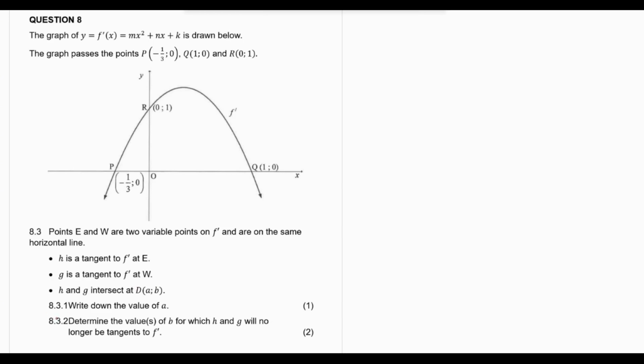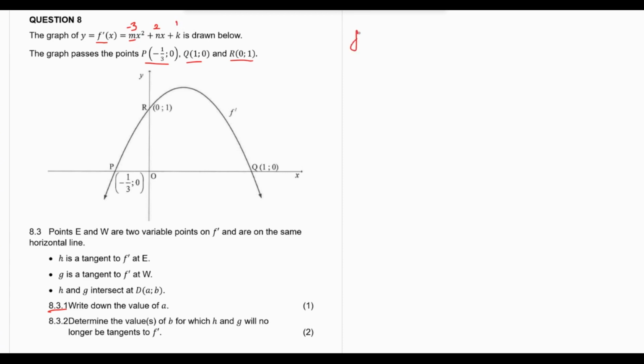Welcome back. Let's do question 831. The graph of y, which is the derivative of f of x, is equal to mx squared plus nx plus k, is drawn below. The graph passes through points P, Q, and R. Now, remember we found in the previous question that m is -3, n is equal to 2, and k is 1.